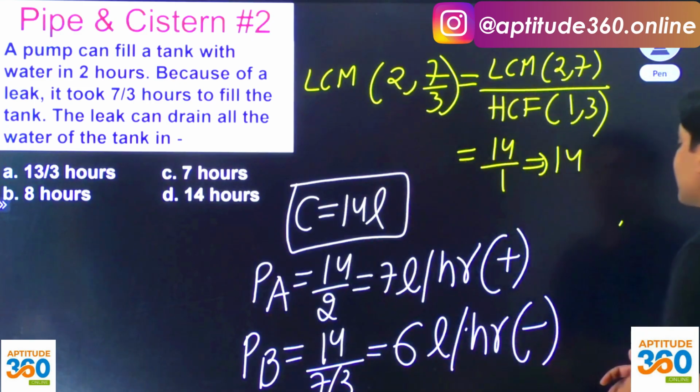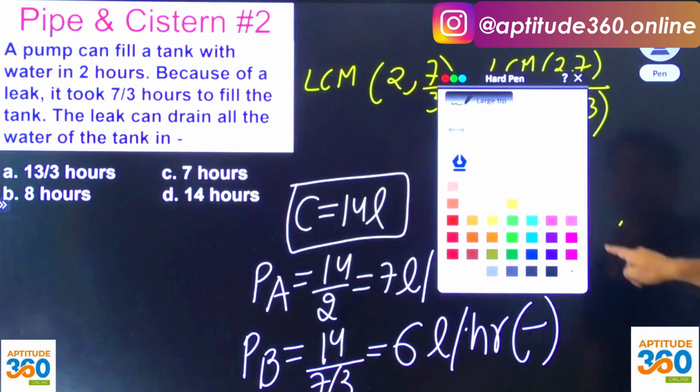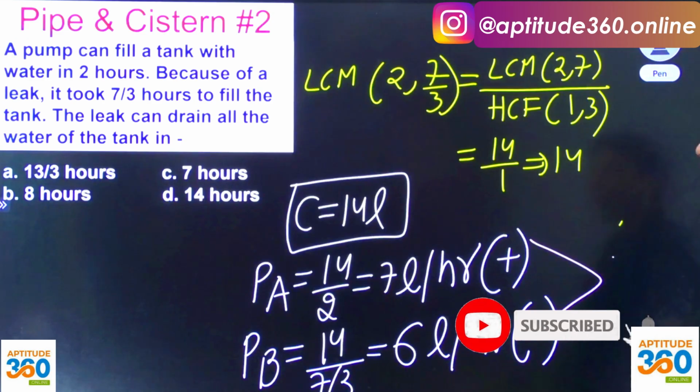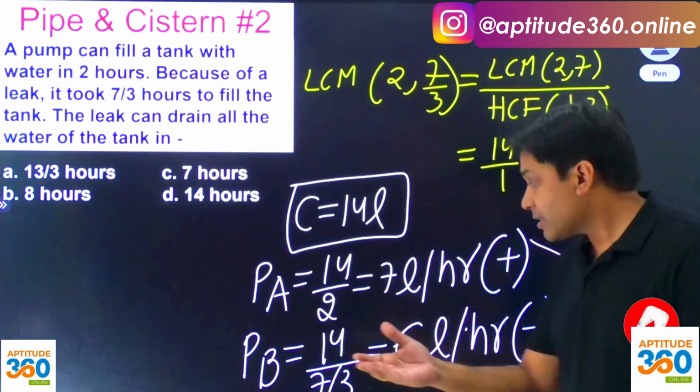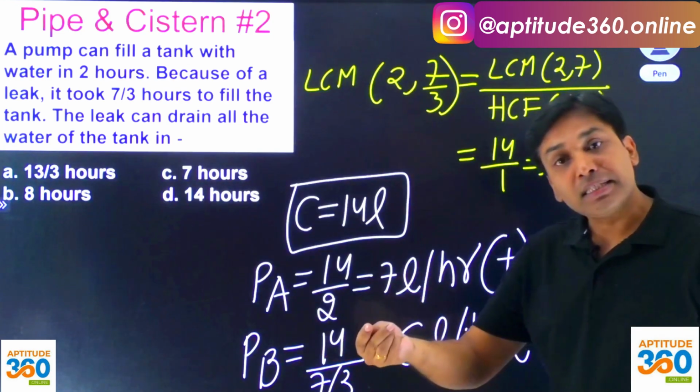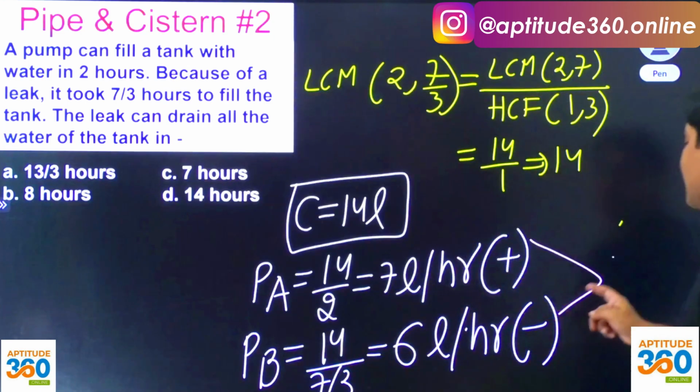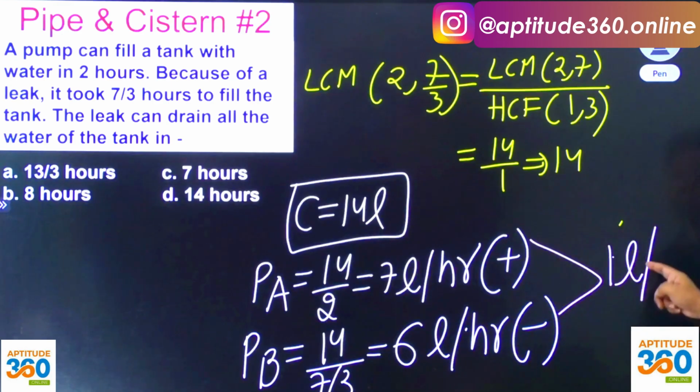अगर दोनों को साइमल्टेनियसली ऑन किया तो होगा क्या? अंडरस्टैंड दिस. Pump A can bring in 7 liters of water in 1 hour, whereas the drainage can take out 6 liters of water in 1 hour. So effectively आपके पास में पानी बचेगा कितना? 1 liter in 1 hour.